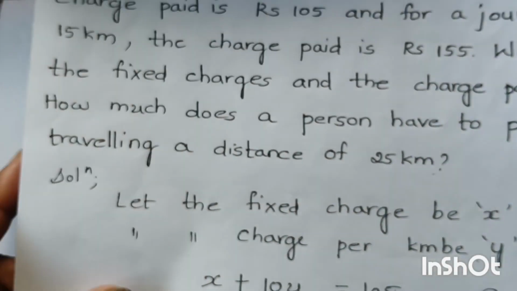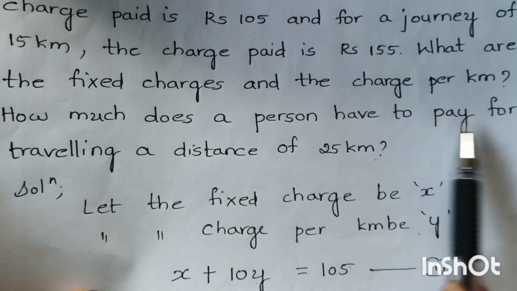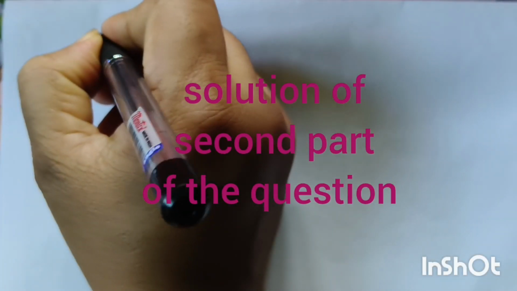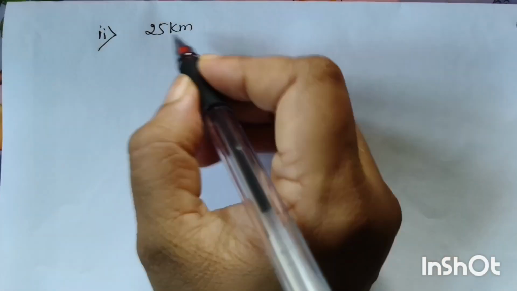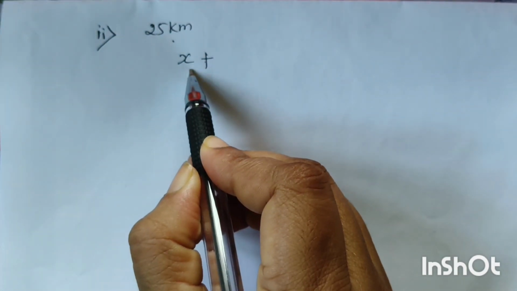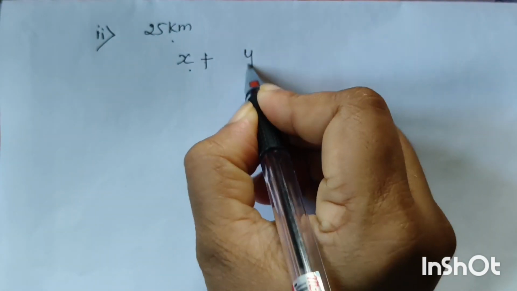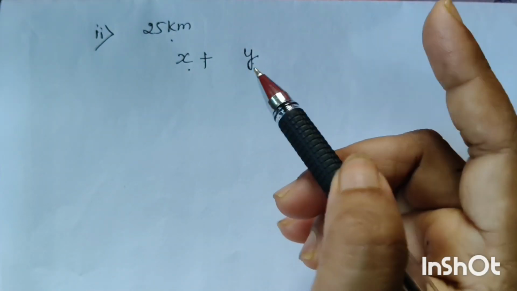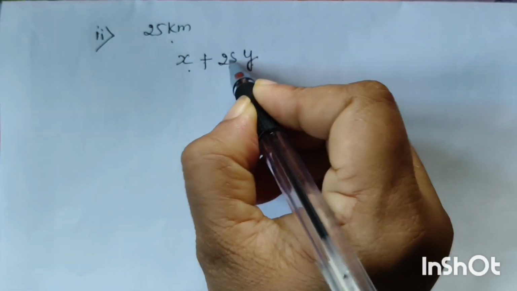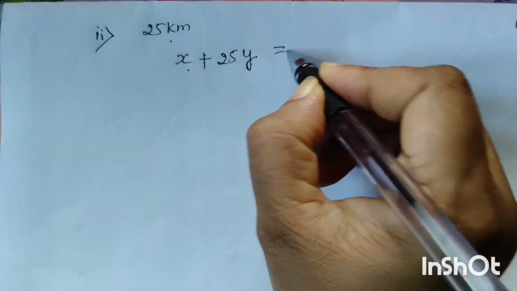Now let us solve the second part of the question. How much does a person have to pay for traveling a distance of 25 km? Here, the second part of the question is how much he has to pay to travel 25 km. He has to pay the fixed charge, which we have taken as X, and the charge per kilometer, which we have taken as Y. The meaning of Y is nothing but the charge per 1 kilometer. But here he travels 25 km. Therefore, it will become 25 into Y.